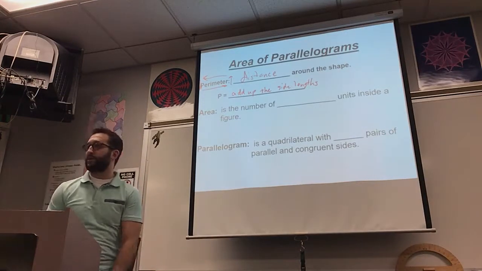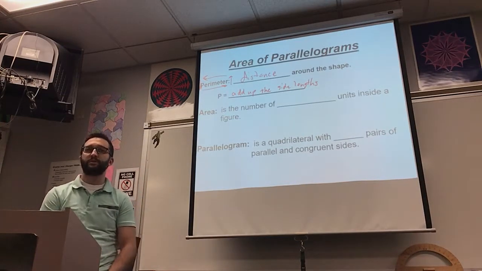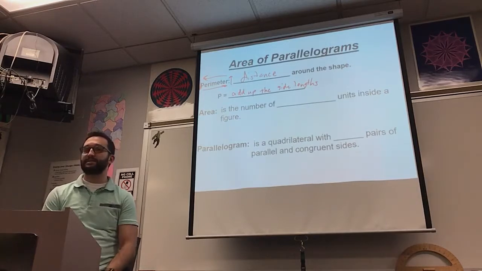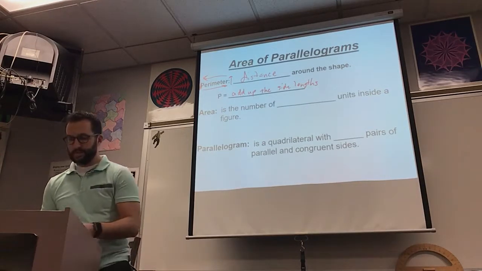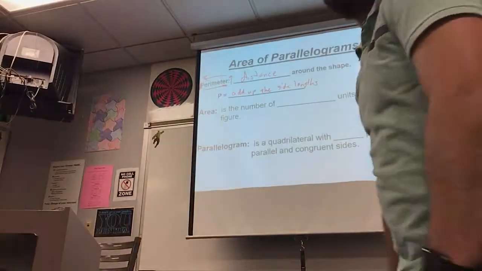So for a triangle, how many numbers will you add? For a pentagon, how many sides would you add? 5. You would add 5. Okay. I'm going to fix this. I don't like the way this looks right now. That's a little bit better. Okay, cool.